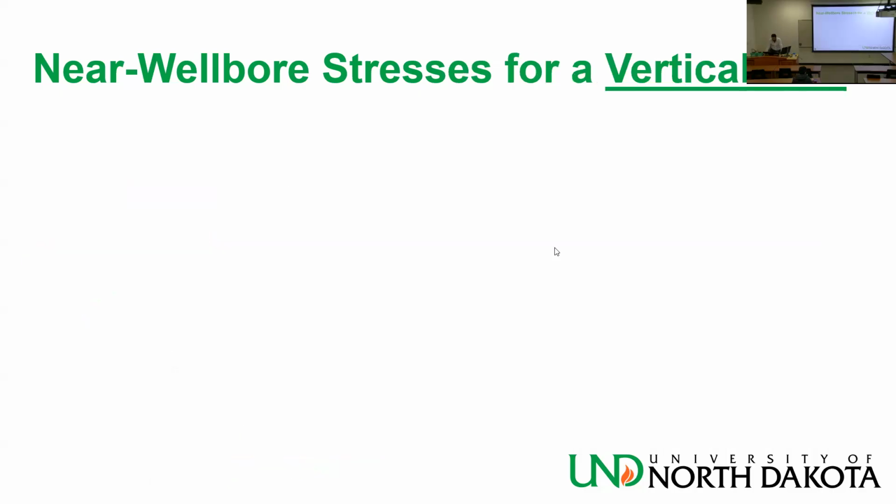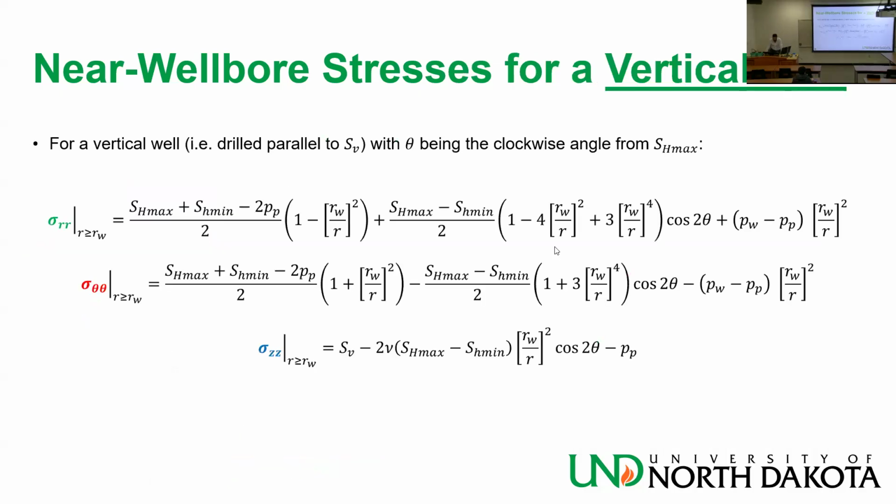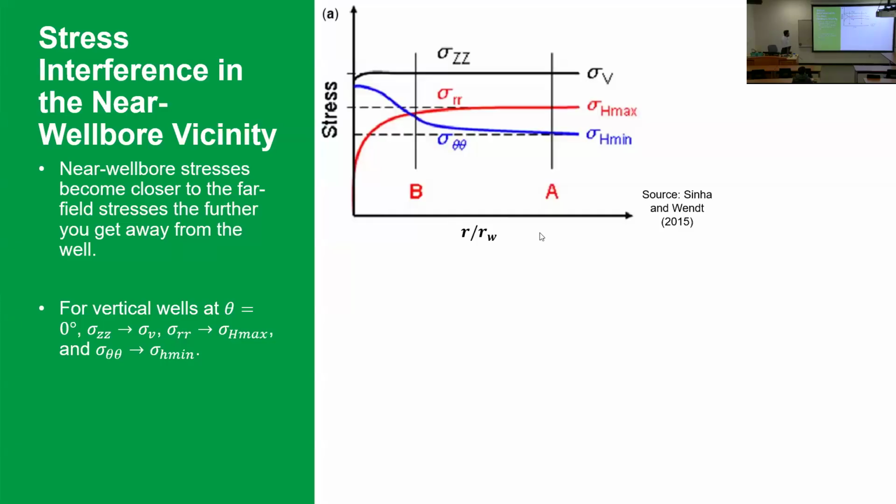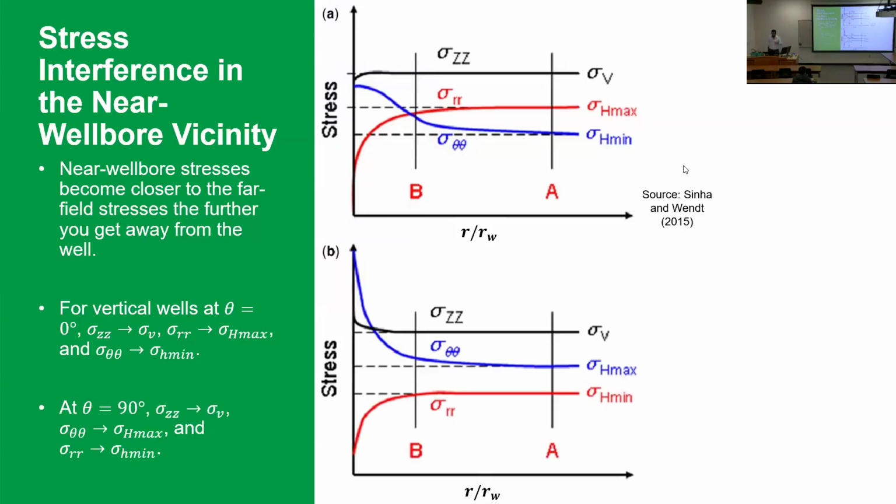Now, before we get to that, I want to revisit the equations that we said earlier. If you move far away from the well, the stresses eventually become the in situ stresses. We had an example on the top for theta equals 0, and an example at the bottom for theta equals 90. At theta equals 90, the tangential stress eventually becomes equal to sigma H max, the radial stress equals sigma H min, and the axial stress equals sigma V.